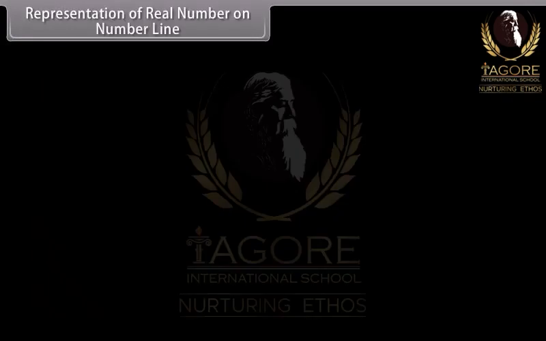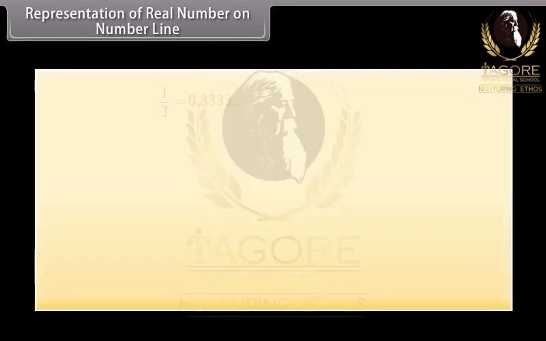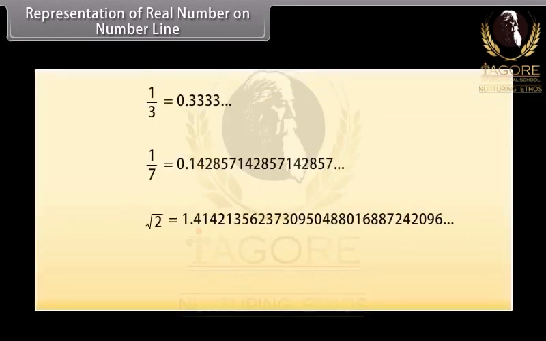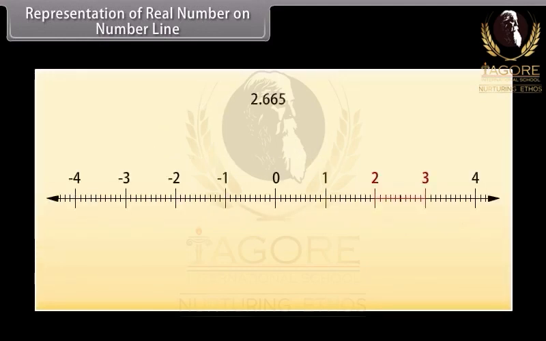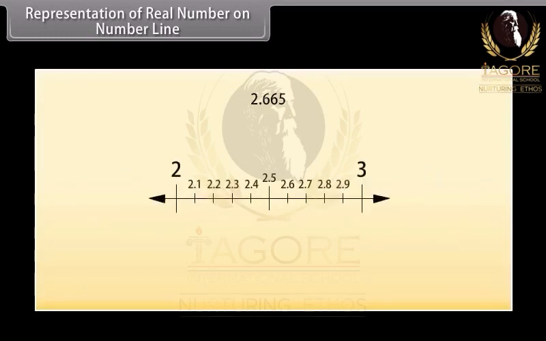Representation of real numbers on the number line. We now know that every real number has a decimal expansion. That decimal expansion helps us to locate it on a number line. Let us locate 2.665 on a number line. We know that it lies somewhere between 2 and 3. Imagine dividing it into 10 equal parts. For a clear view of the numbers, the first part represents 2.1, and the second part is 2.2, and so on. Here, 2.665 lies between 2.6 and 2.7.